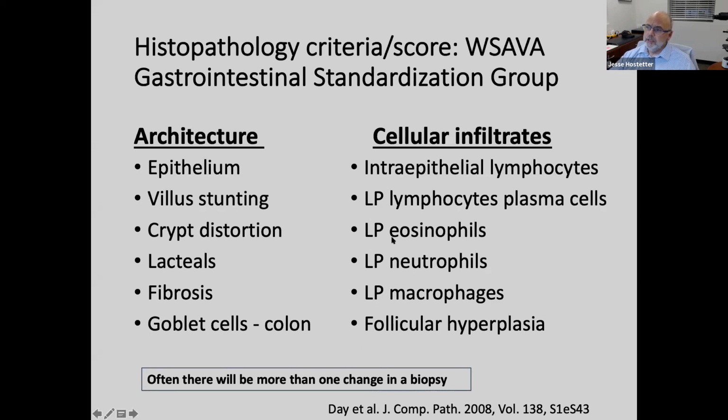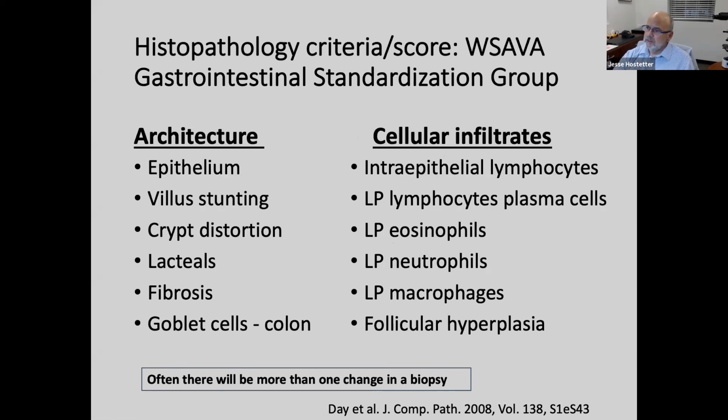There are 2 very broad categories to evaluate, and that's architectural change, and you can see the parameters beneath for architectural change, and also cellular infiltrates. Here we're talking about inflammatory cellular infiltrates, and you can see the list of the different infiltrates that are described. And then in the box at the bottom, I think it's important to realize that when we see a given GI biopsy, most of the time, we're going to see more than one of these parameters from both the architecture side and the cellular side.